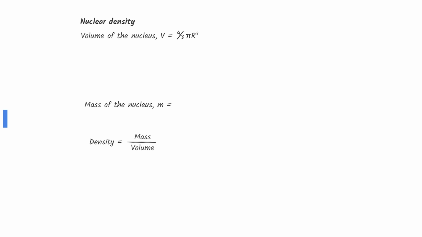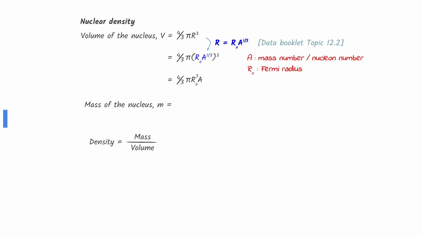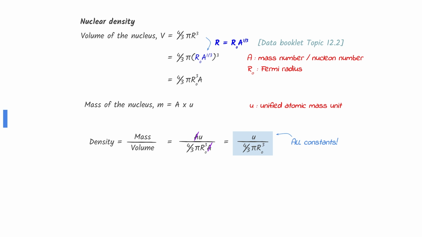Let's start by finding the nuclear density. The volume of the nucleus can be found by using the equation for a sphere. Substitute in the equation for nuclear radius and simplify. The mass of the nucleus can be found by multiplying the nucleon number with the unified atomic mass unit. Put these two into the density equation and simplify. We can conclude that the nuclear density is constant.